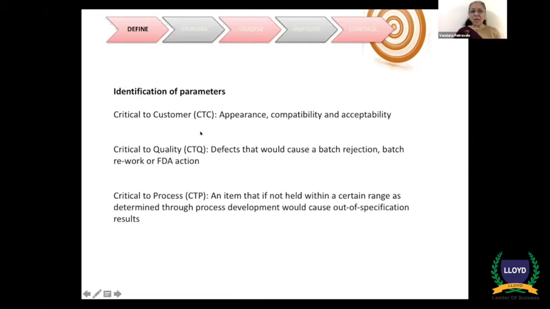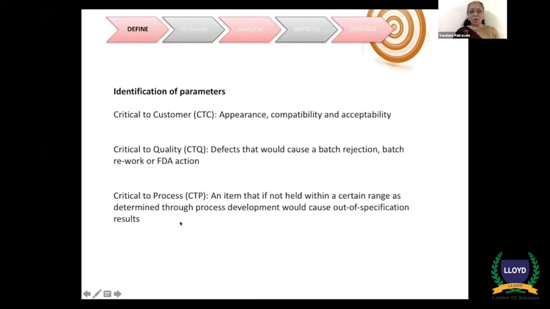As far as quality parameters are concerned, these are all defects which will cause batch rejection, which can cause batch rework, or even many times, FDA will take action and close your premises. And that has happened in the past with many industrial units here in India. Not only in India, it has happened the world over. So you do not want anything like that to happen.